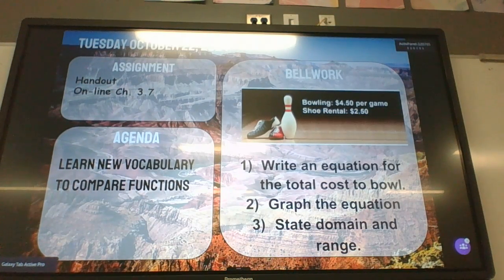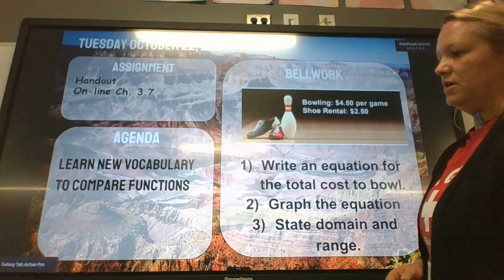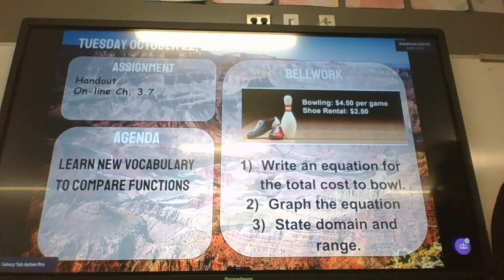How much is one game going to be? It's going to be 4.50 plus 2.50. It's going to be 7. It's still not big enough. No, no taxes in this. I'm going to have to go to another. We'll make it bigger. Sorry, guys.